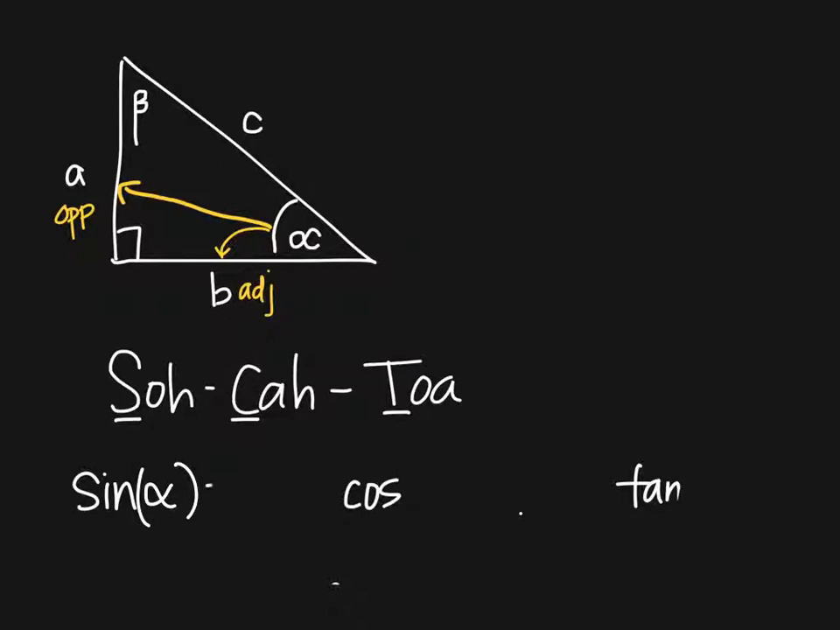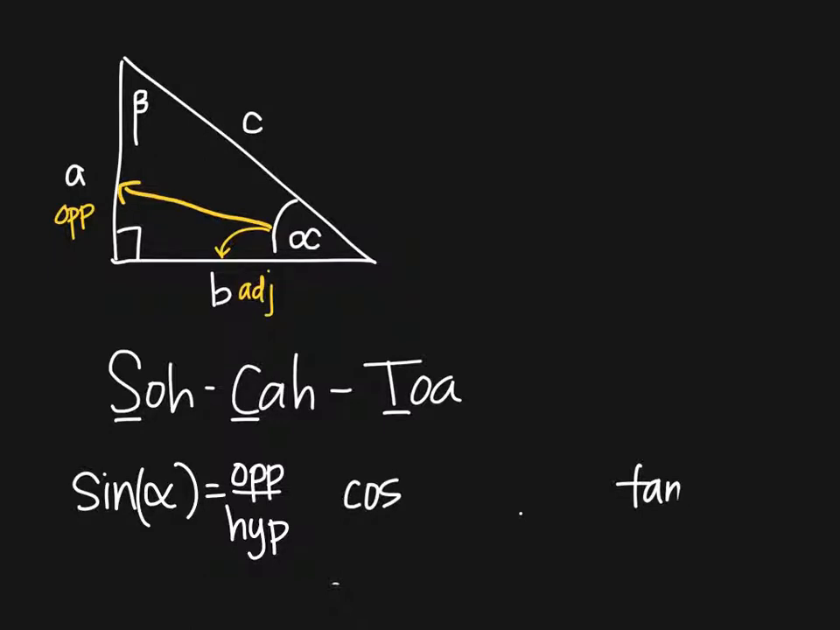So sine equals, and then it's O and H. That means we're using the opposite side and we're using the hypotenuse side. So it would be opposite over hypotenuse. So you can either write the words there, you can write opposite over hypotenuse, or you can write the letters.